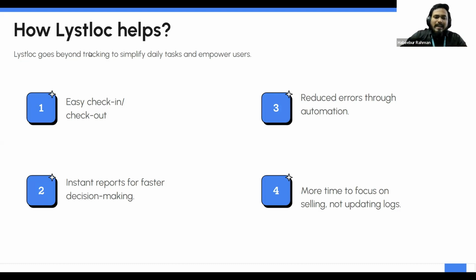Number two, you get instant reports, which means no delay in sharing updates or taking decisions. Number three, since most of the process is automated, chances of errors are reduced. And the fourth, the biggest advantage you get is more time to focus on customers, sales, or your actual field work instead of worrying about filling logs or reports.